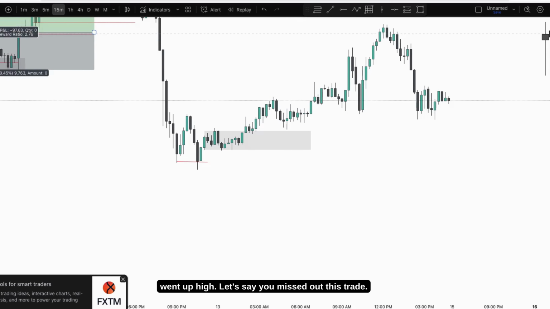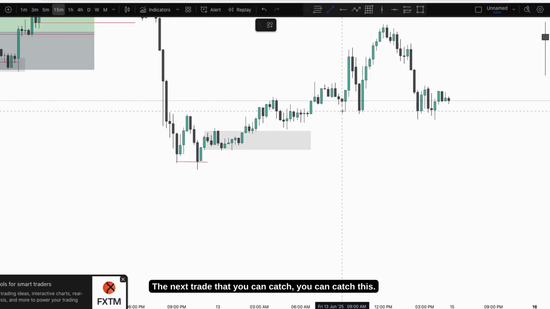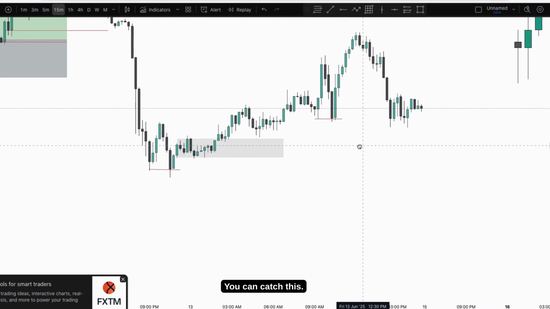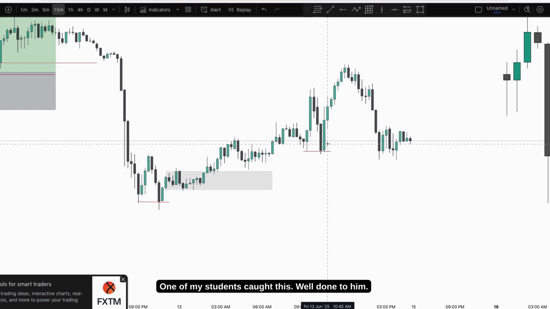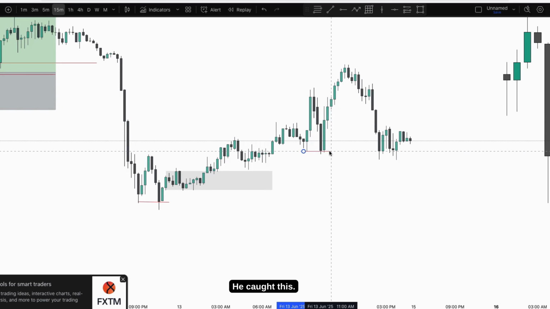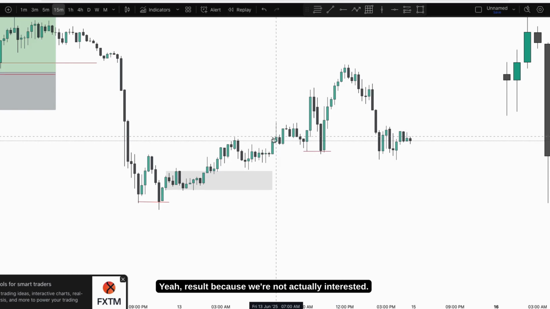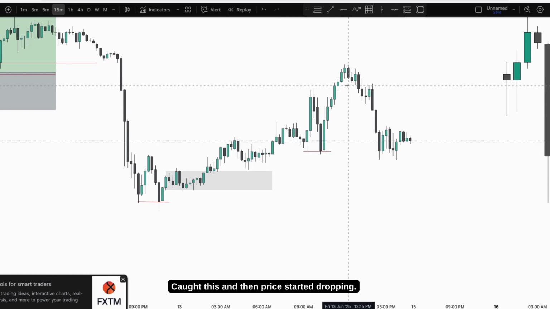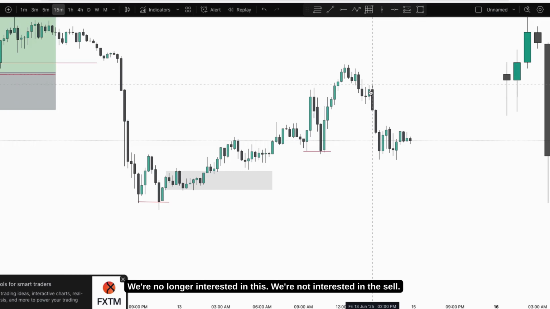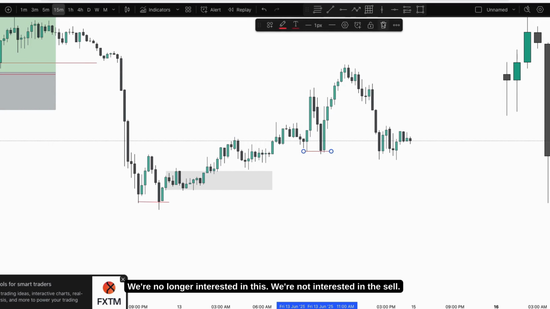Let's say you missed out this trade. The next trade that you can catch this. You can catch this. One of my students caught this. Well done to him. That's for those that shared their result, because we were not actually interested. Caught this, and then price started dropping. We're no longer interested in this. We're not interested in the sell.